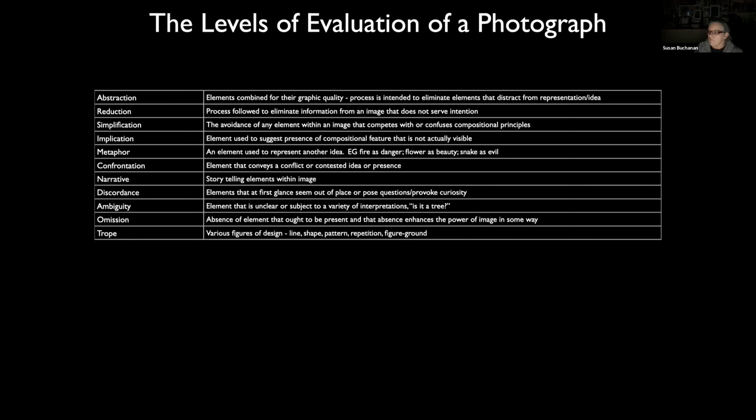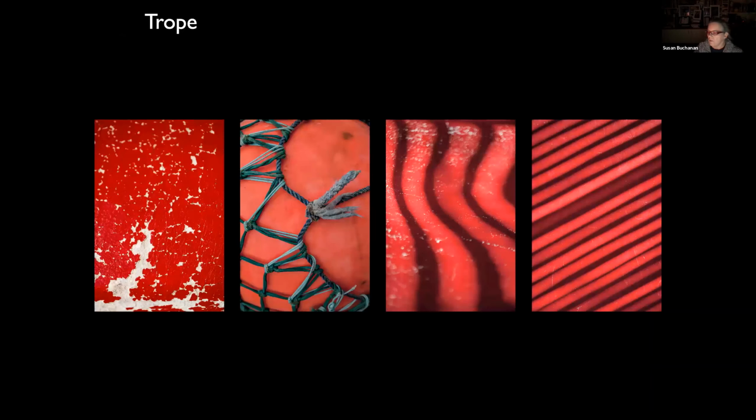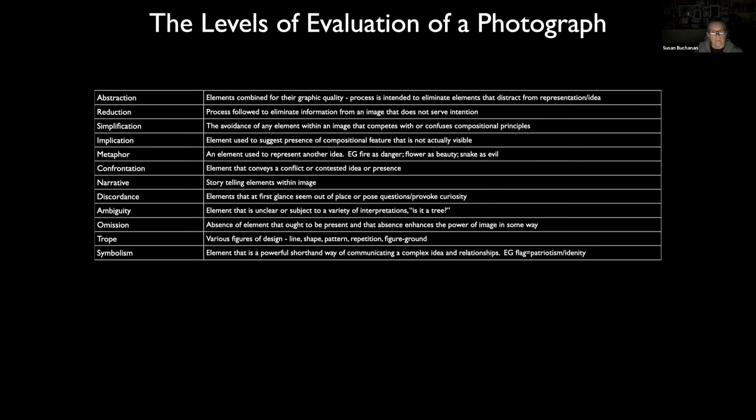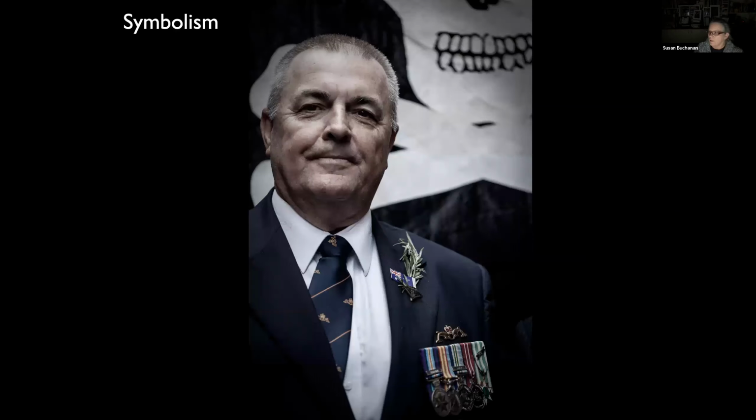Trope is a pretty straightforward one. It talks about the figures of design. So we can go straight on to things like this, line, shape, form, or this one. A more difficult one, actually, it's probably a bit easier. Symbolism. I think we all understand what that means, and we can all understand what this is telling us. Rosemary for remembrance, medals for honor, the skull and crossbones for the submariners.